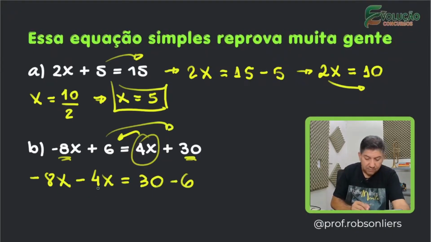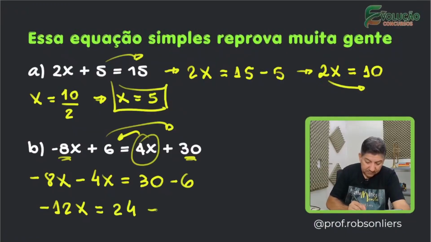Minus 8x with minus 4x. And I end up owing 4 more, so I owe 12. So minus 8 with minus 4 is minus 12, so minus 12x, right? That's the rule of signs, see? When the signs are the same in subtraction and addition, we repeat the sign and add the terms. So I repeated the minus sign and added here, see? 8 plus 4 is 12. Minus 12x equals 30 minus 6, which is 24.